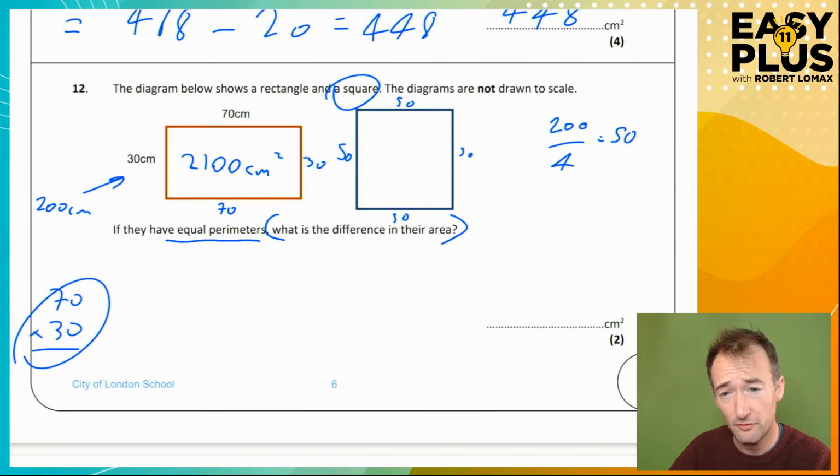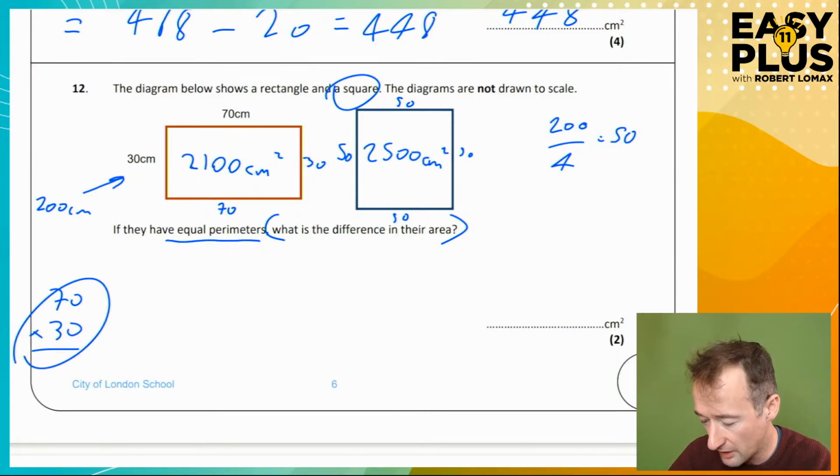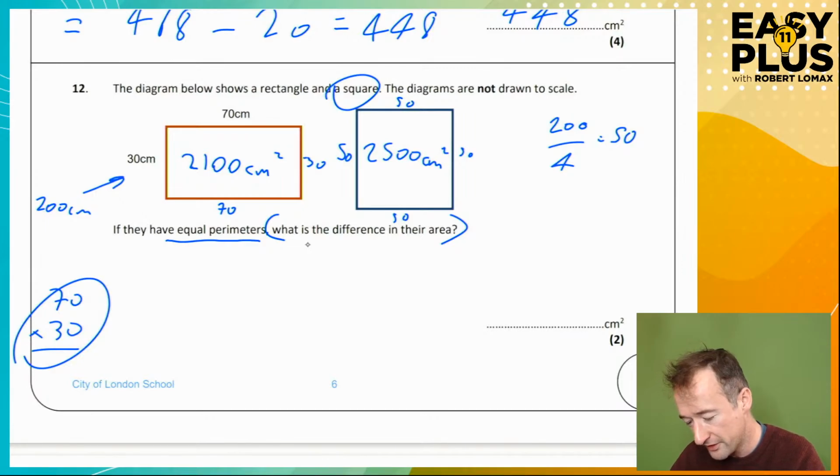Okay, 50 times 50 to get this one. 5 times 5 is 25. We got a 0 from each 50, so we got 2500 centimeters squared. So these are the areas, 2,500 and 2,100. What's the difference in their area?